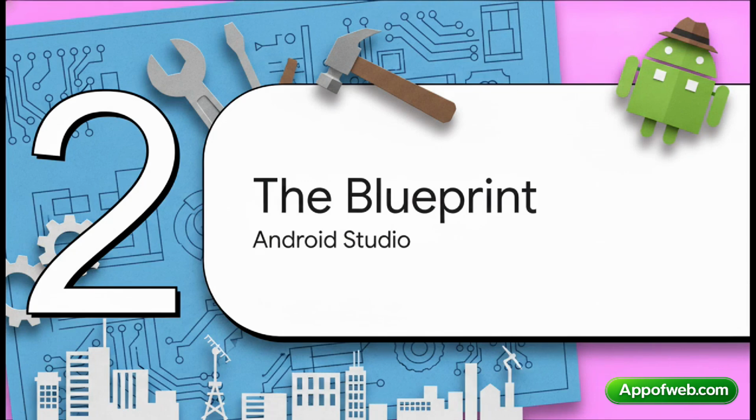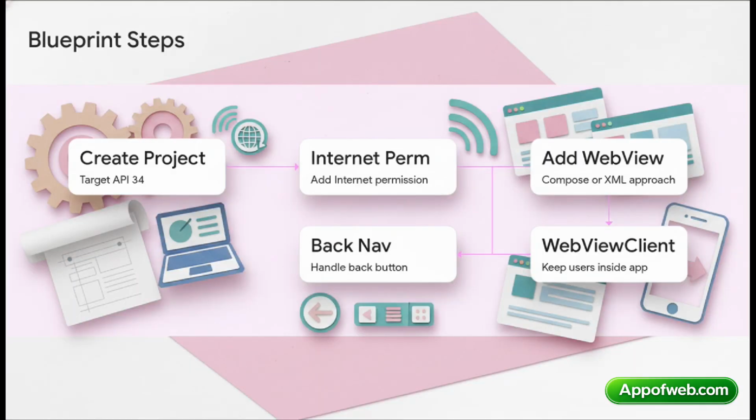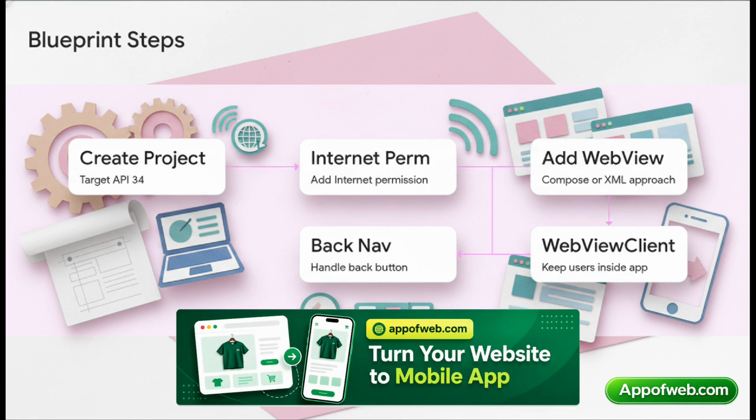Moving on to Section 2, the Android Studio Blueprint. Let's step into the shoes of an elite tech consultant and lock down this setup. Create your project targeting API 34, add WebView, set up the client, and handle back navigation. But whatever you do, add the internet permission to your manifest. Forgetting that literally guarantees a blank white screen.